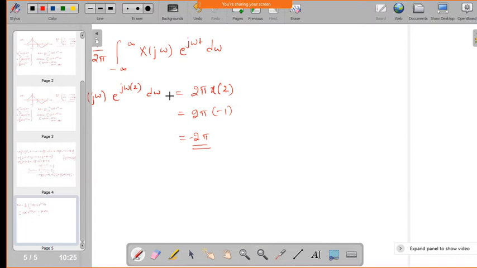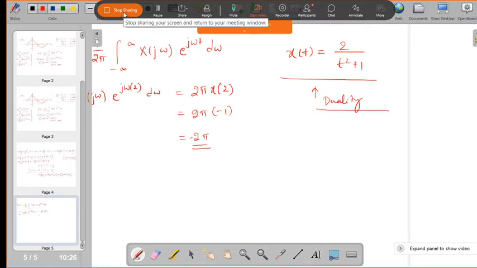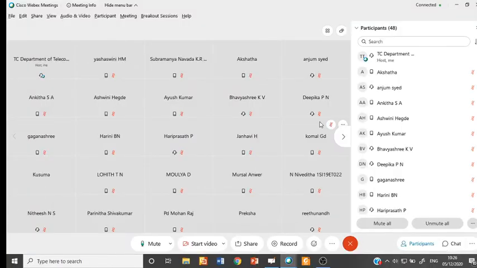Okay, so now try to compute one more problem, which is given by x of t equals 2 by (t square plus 1). Take this signal and compute the Fourier transform by using the duality property. Try to compute.